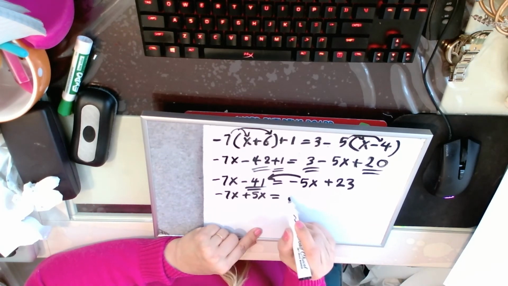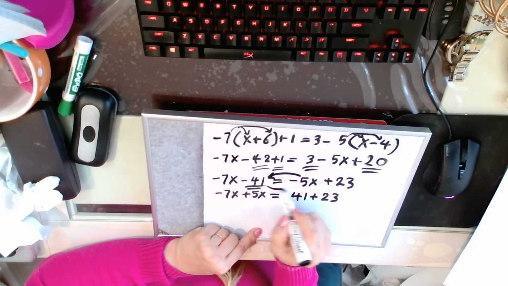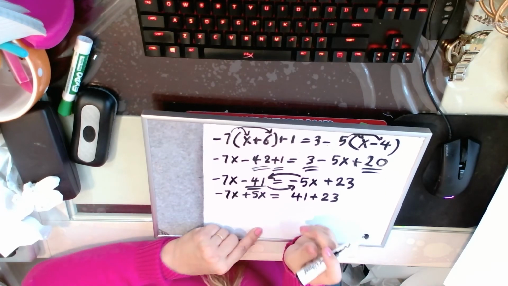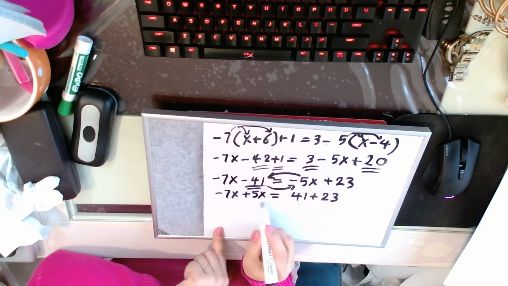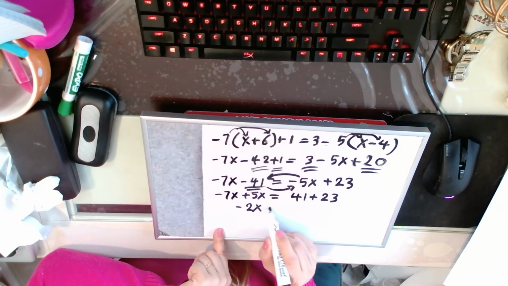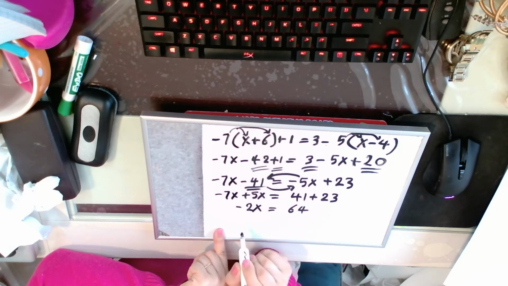It's gonna be 41 plus 23. Okay, now add them together. It's not adding, it's subtracting, because this is minus, this is plus, so it's gonna be minus 2x equals 41 plus 23, it's 64, right?